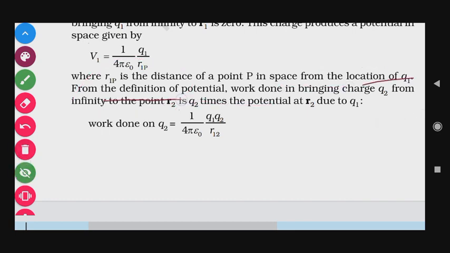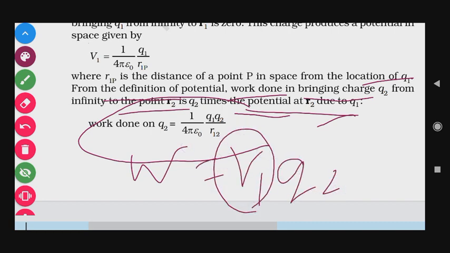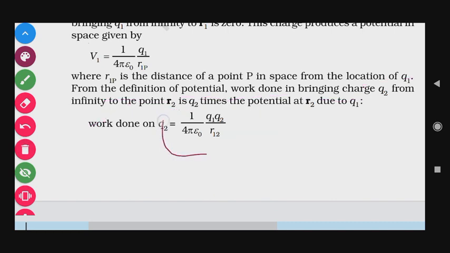From the definition of potential, the work done in bringing charge q2 from infinity to the point r2 is q2 times the potential at r2 due to q1. I have explained this just now: the work done will be v1 q2, the potential at that point due to q1 multiplied by the magnitude of the charge q2. The potential due to q1 was 1 upon 4 pi epsilon naught q1 over r. The distance r1p was for any general point, and now this distance will be r12 for the r2 point. And multiply by q2.